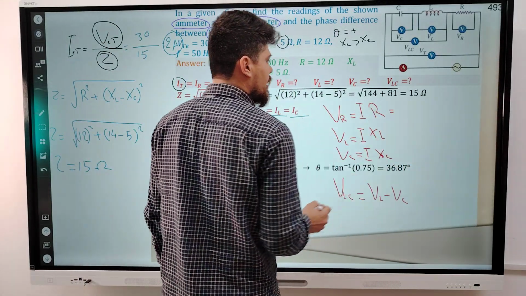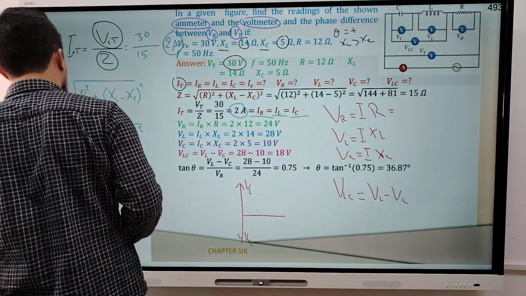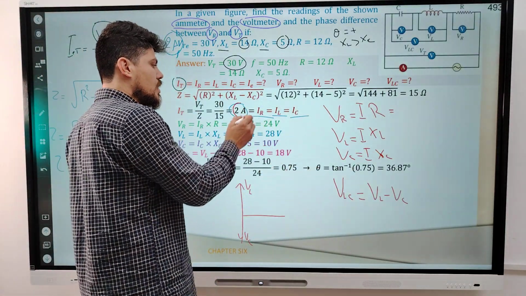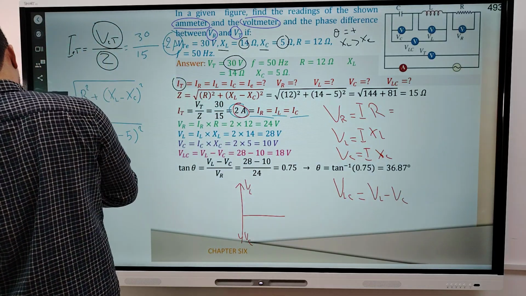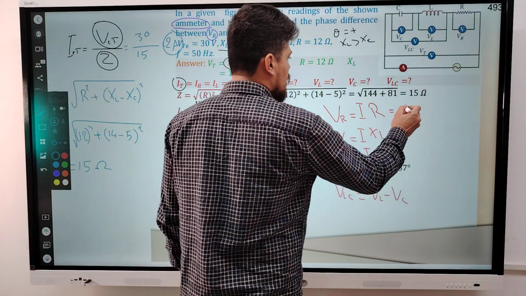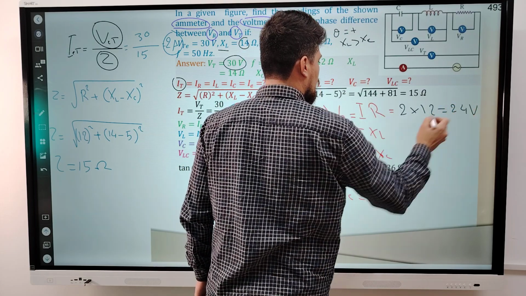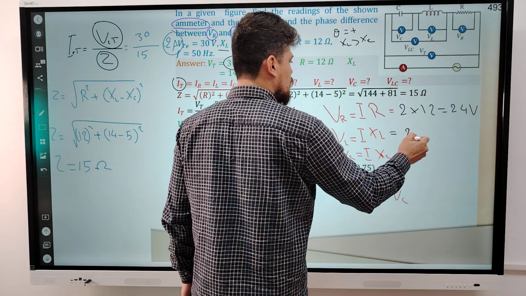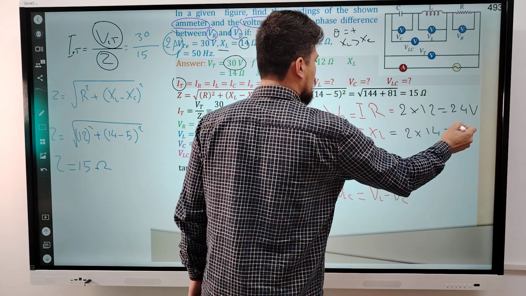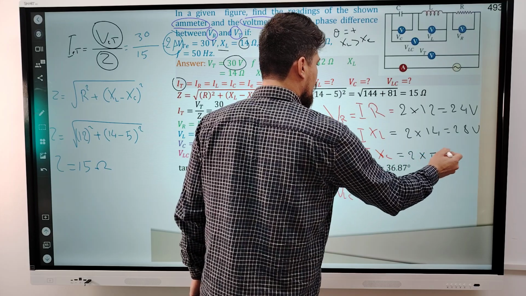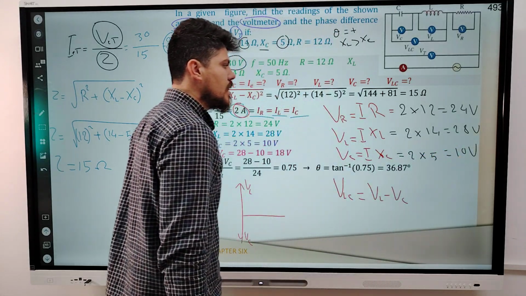Okay? Come on, replace I. We found I. We didn't have current, but we found it. It was 2 ampere. 2 times 12, 24 volt. 2 times 14, 28 volt. 2 times 5, 10 volt.